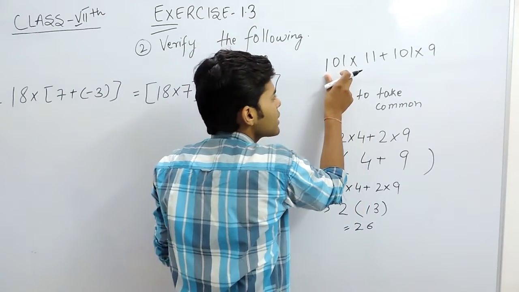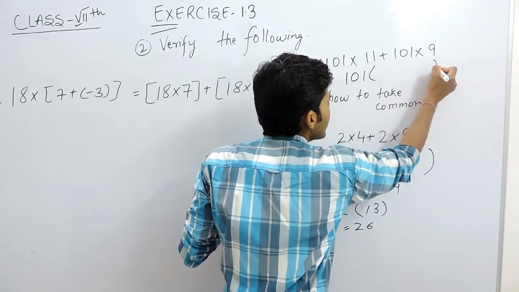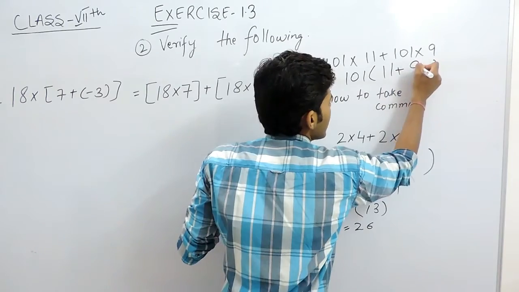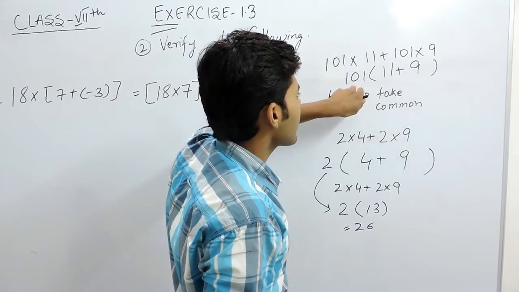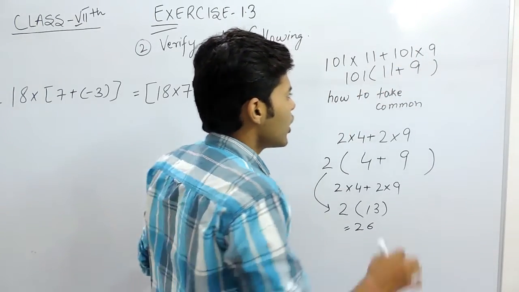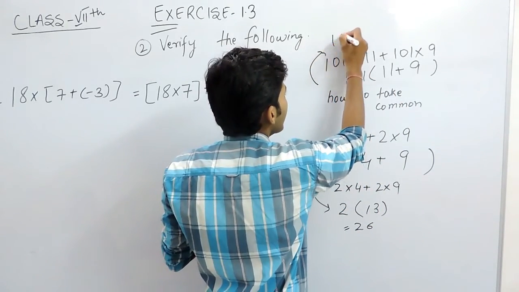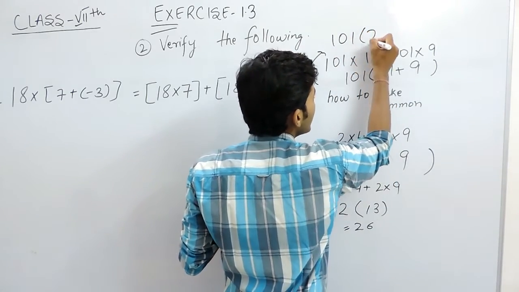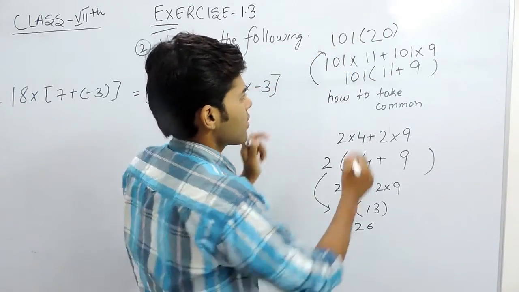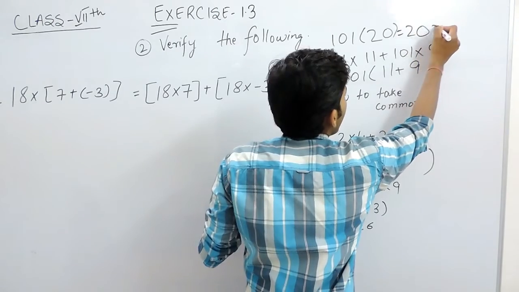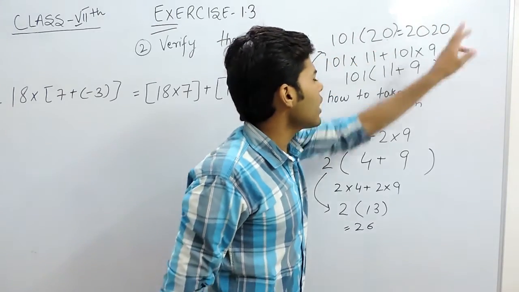Now you all know that 101 is common here, 101 is common here, so we take 101 and inside the bracket there remain 11 plus 9. Because 101 when multiplied with 11 gives us this, plus sign remains as it is, and 101 when multiplied with 9 gives us this. Now we all know 11 plus 9 is 20, so I am writing it here. 101 in the bracket there will be 20, and it's so simple to multiply 2 with 101, that will be 202, and 10 will be copied as it is. So I hope you understood what is the means of taking common.